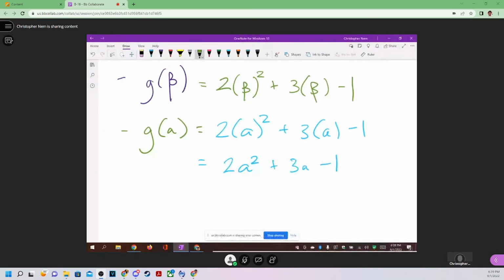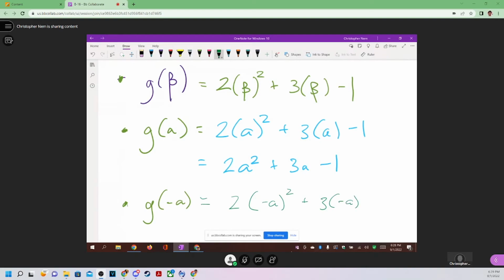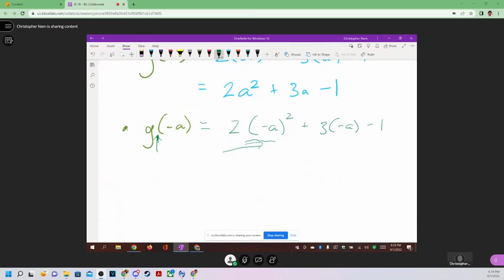Well, now I want to go with, what happens if I have, let me use this enumeration. What if I have g of negative a? Well, in that case, I have 2 of negative a squared plus 3 times negative a minus 1. And now these are multiplication, not multiplication. This is not multiplication here. Not multiplication, but these are. So if I calculate this out, g of negative a is equal to, well, negative a squared. A negative times a negative is a positive. So at the very end of the day, I have 2 times a.